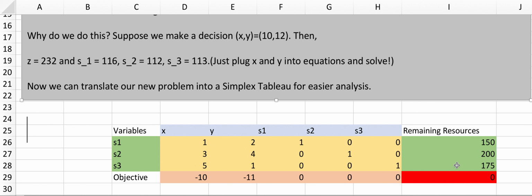Again, if you think of these three, this yellow portion and the green portion to the right, as equations, we plug in 0 for x and y, then x and y contribute nothing. So this first row is just saying S1 plus 0 S2 plus 0 S3 is equal to 150. Second row is telling us that 0 S1 plus 1 S2 plus 0 S3 is 200. And the last one is telling us 0 S1 plus 0 S2 plus S3 is equal to 175.